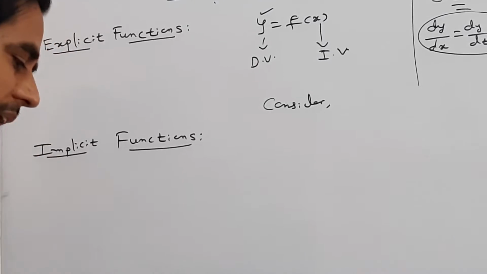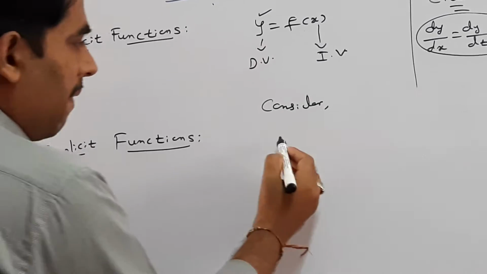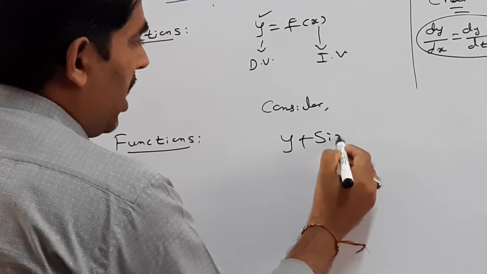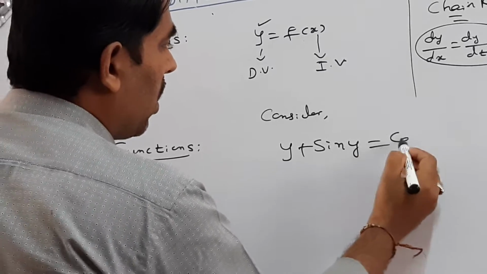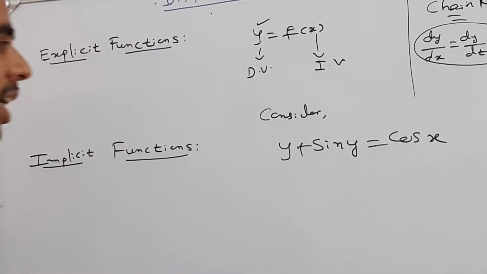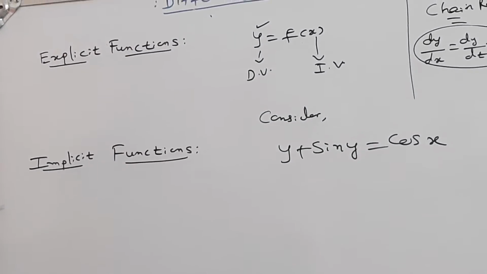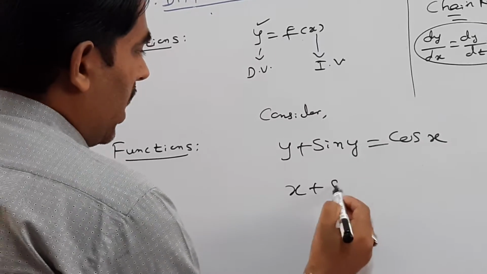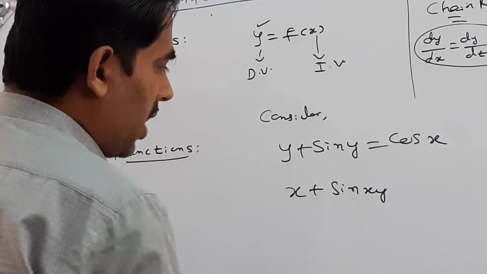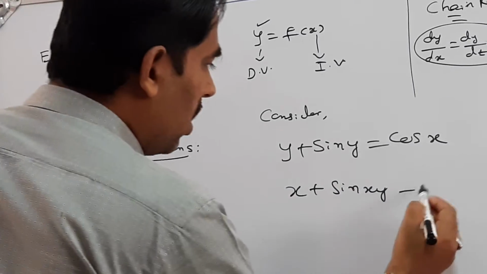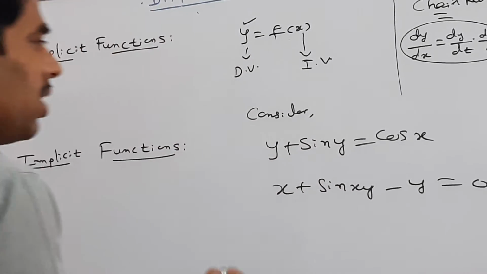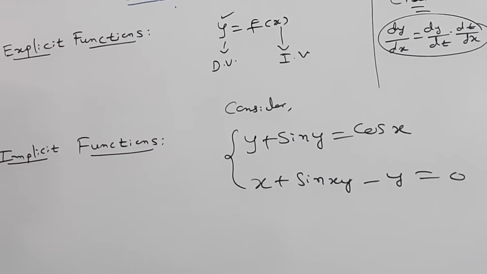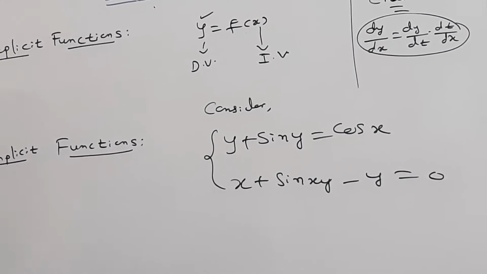Okay, so let me write another example here. Y plus sin y is equal to cos x. Then x plus sin xy minus y is equal to 0. So observe these two examples here. I have written another two examples.